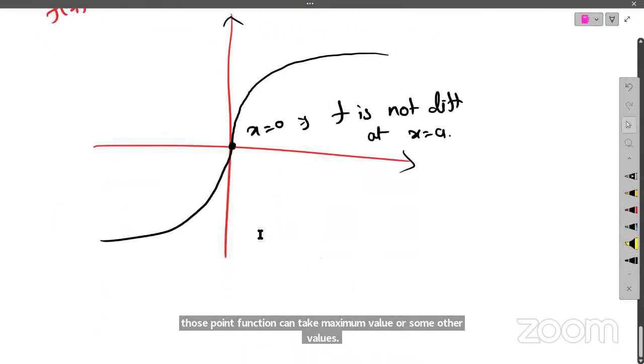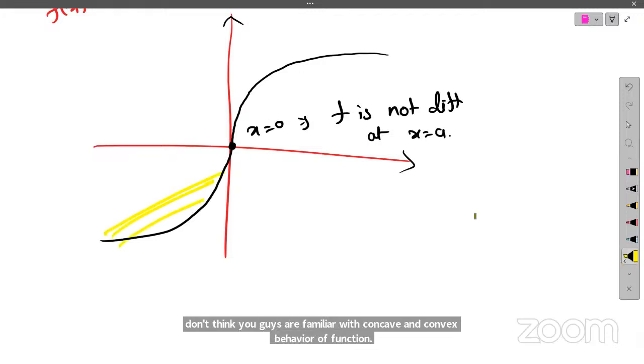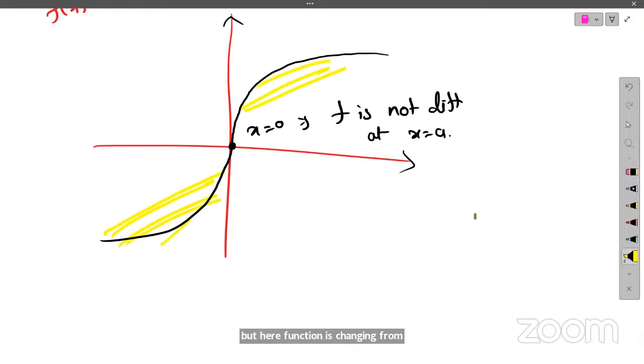Another reason is this saddle point type of situation. I don't think you are familiar with the concave and convex behavior of a function, but here the function is changing from convex to concave. That's why this point is also a point of interest for us. So these are just the two reasons.